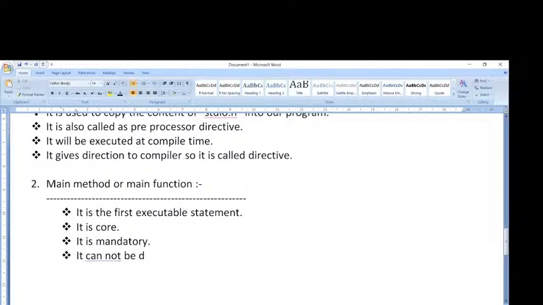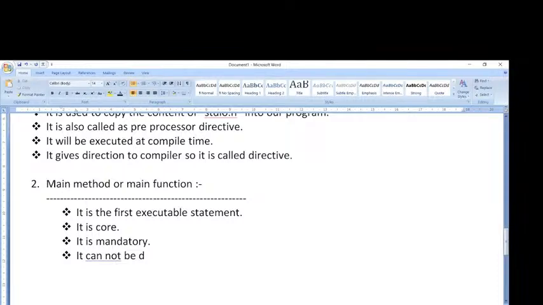Now it is a user-defined function. User-defined means the user, you and me, has to define that function. We have to write code for that function. So it is called a user-defined function.